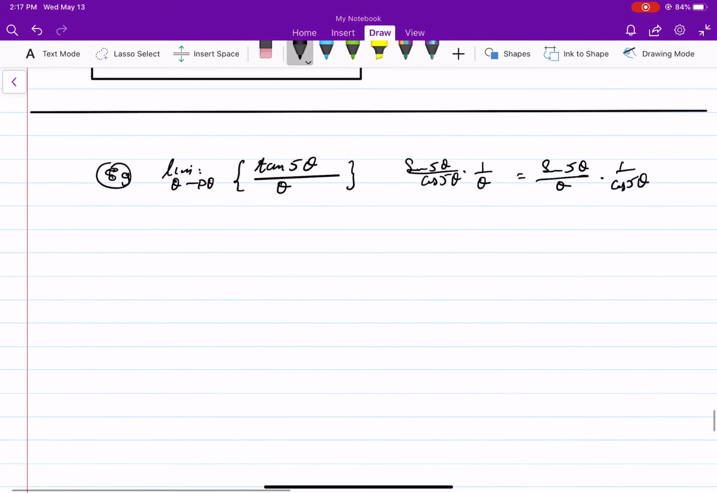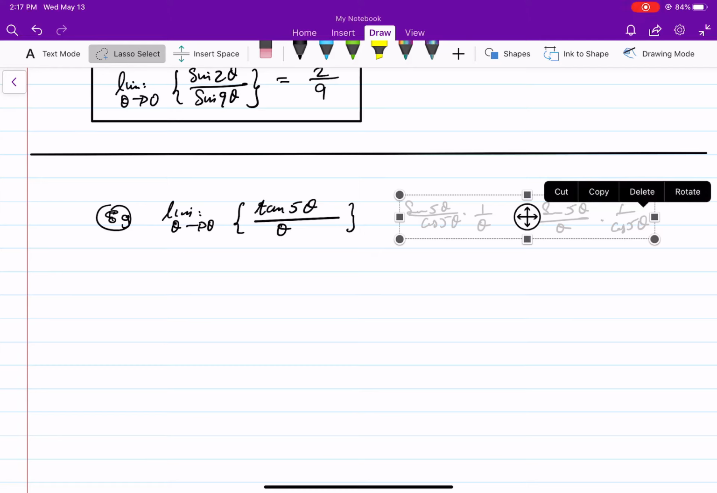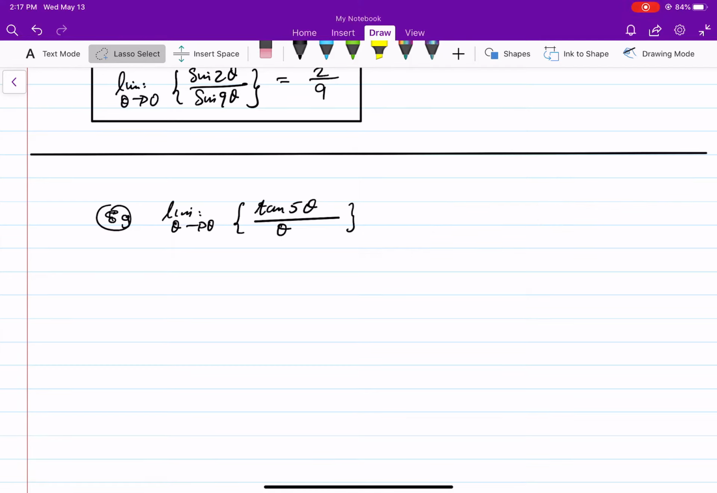Limit as theta approaches 0 of tan 5 theta upon theta. I put a little note for myself on the right there to remind myself how to get this one done. So I'll remove the note and then do it over from scratch. Delete. There.